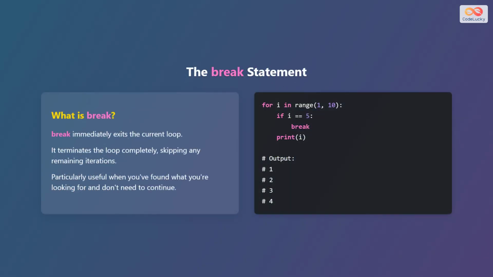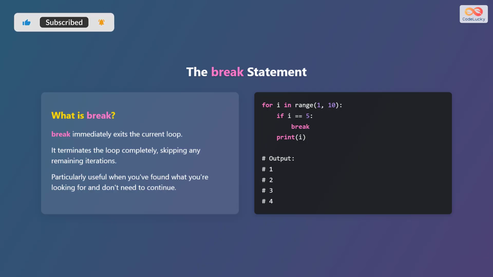Let's explore the break statement in Python. What exactly is break? Break immediately exits the current loop. It terminates the loop completely, skipping any remaining iterations. It's particularly useful when you've found what you're looking for and don't need to continue.